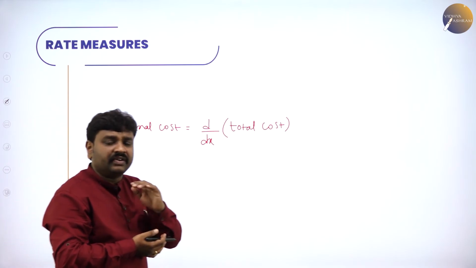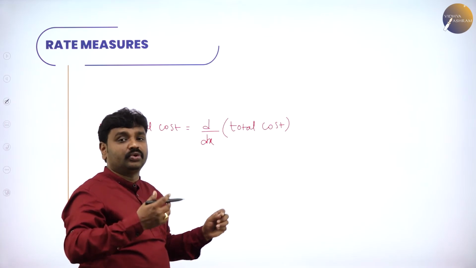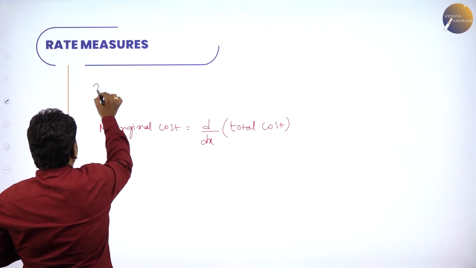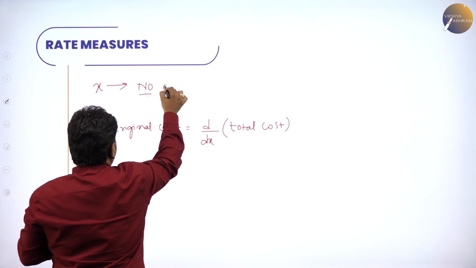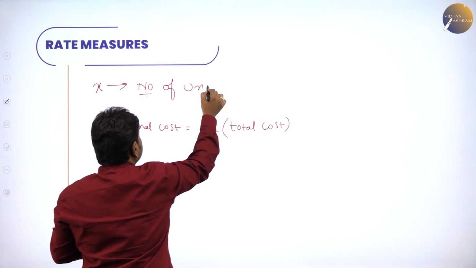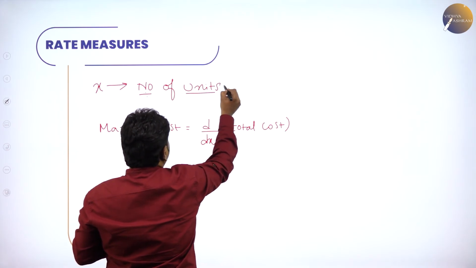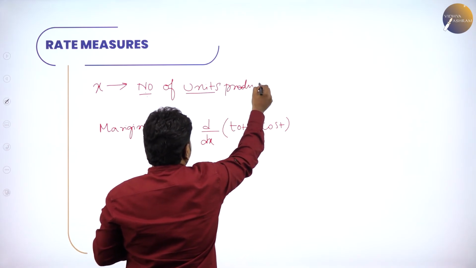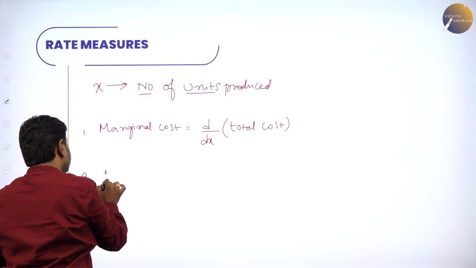Marginal cost is the derivative of total cost, and we have to differentiate with respect to the total number of units produced. In all the cases, we assume it is made up of x, where x means the number of units produced. So as the number of units produced increases, the cost of production decreases.